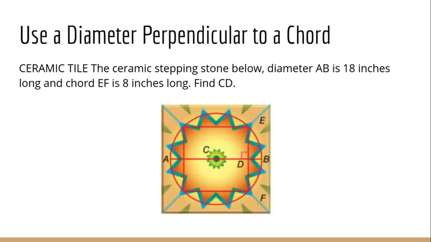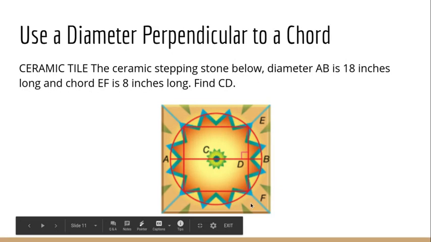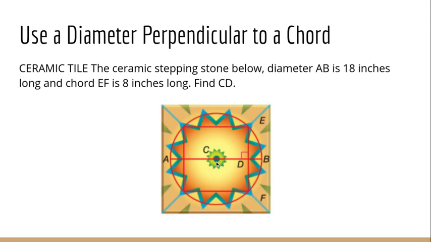So I need you to pay attention to this, and I also need you to take extensive notes on this part because it's a little tricky. There's a lot of steps. So the ceramic stepping stone below, diameter AB, so this line across AB is 18 inches, and the chord EF, so the side of my square right here, is 8 inches long. And we're asked to find CD, so this middle part right here to the outer edge of my square.